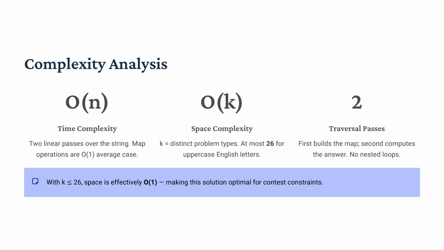To conclude, this problem demonstrates how a simple hash map can efficiently distinguish between first and repeated occurrences. By using linear traversals, we can achieve an optimal O(n) solution while keeping the implementation straightforward.